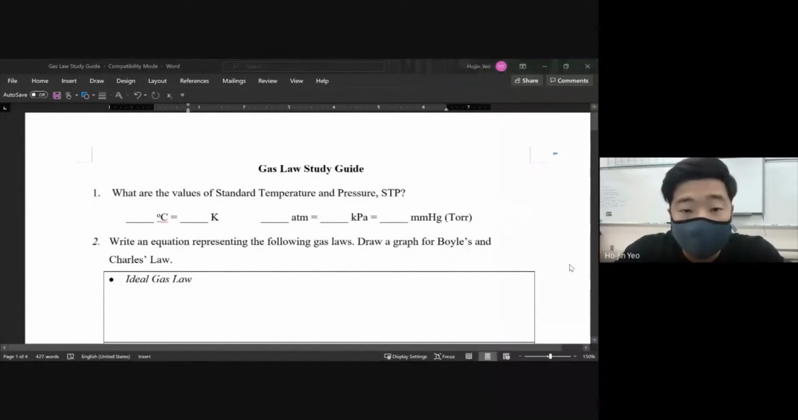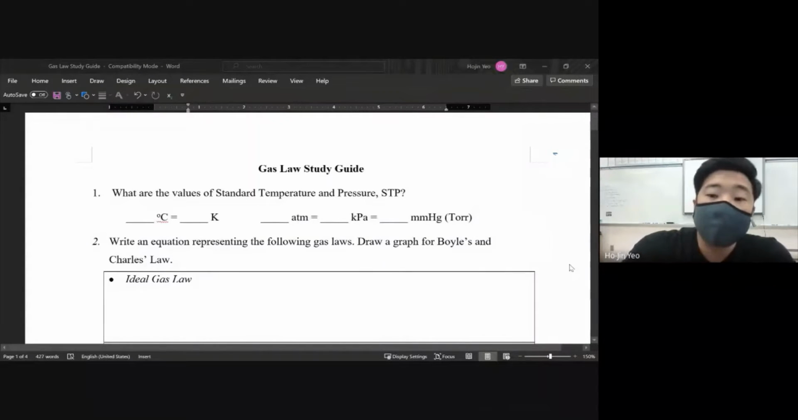Today what we're going to go over is called gas law. About gas law, there are a couple things that you need to know, especially the standardized temperature and pressure. In another word, we call it STP.